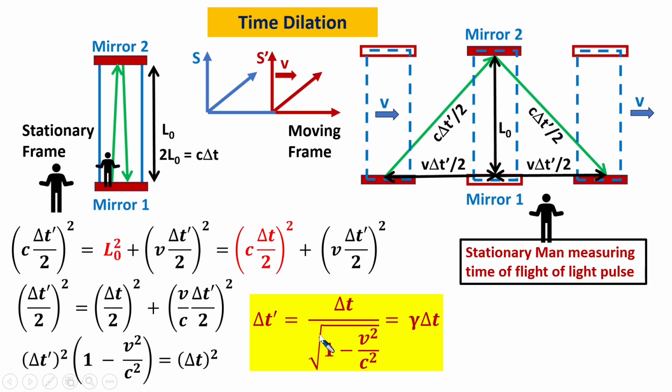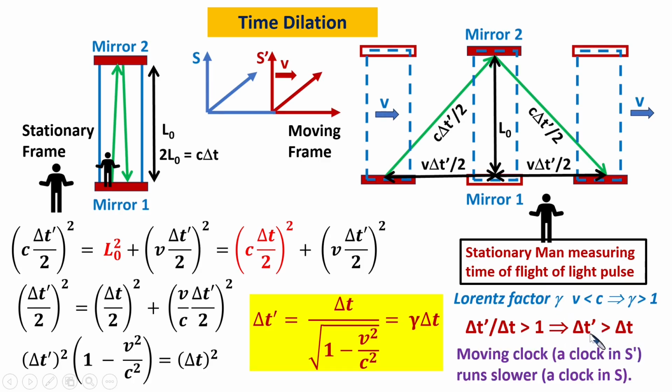I can write this 1 by the square root of 1 minus v squared by c squared as gamma, and delta t is the time in the rest frame and delta t prime is the time taken in the moving frame. This factor is called the Lorentz factor gamma. Since v is always less than c, this will be 1 minus some small real number, so this is less than 1, and 1 divided by some number which is less than 1 will be greater than 1. So since v is less than c, gamma is greater than 1. Since gamma is greater than 1, delta t prime by delta t will be greater than 1, so delta t prime will be greater than delta t.